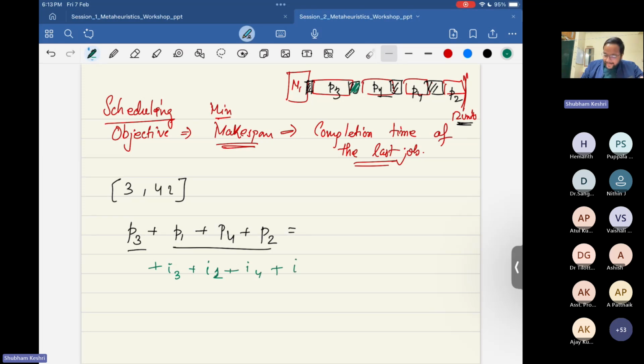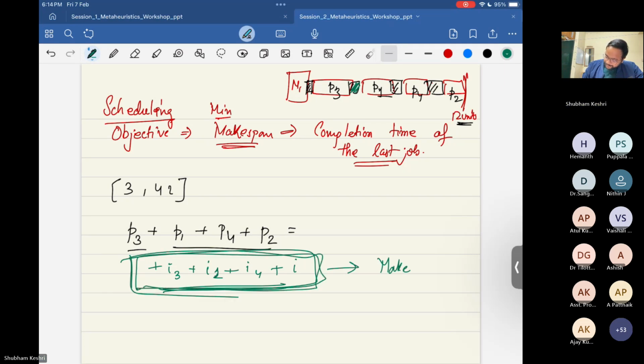So you have to add these idle times as well. When you add this idle time, then you will be able to obtain the completion time of the last job, the makespan. To obtain these idle times, you have to have a decoder.